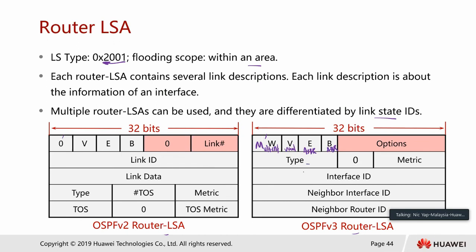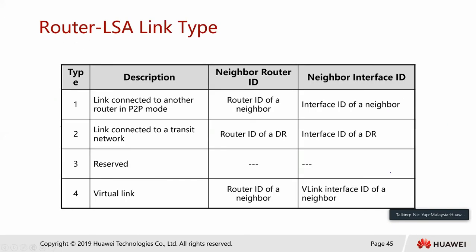And the type over here has 1 byte. It's based on the type of the link. The type of the link can be point-to-point, stub, transit link or virtual link. This is reserved. The metric is just the cost. Then the interface ID, neighbor interface ID, and the neighbor's router ID. So that's what they identify from here.